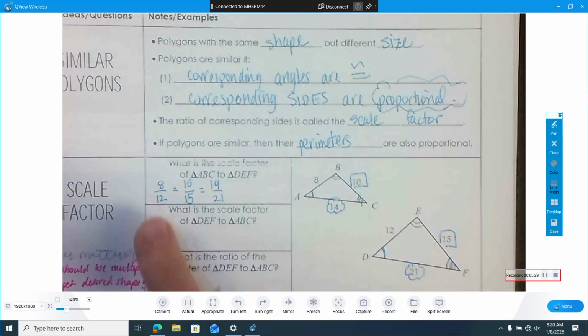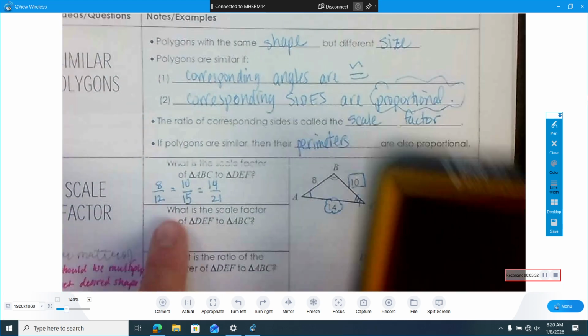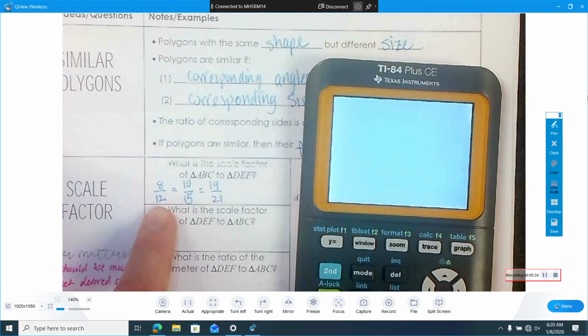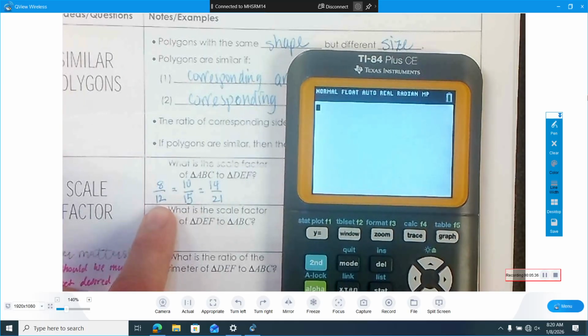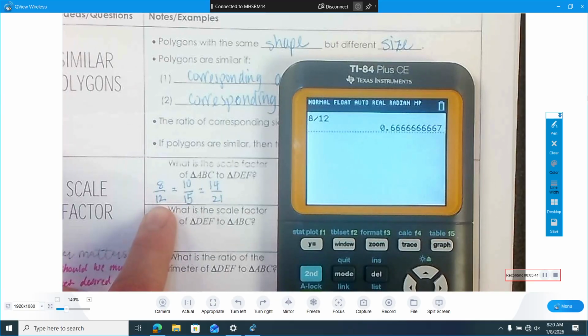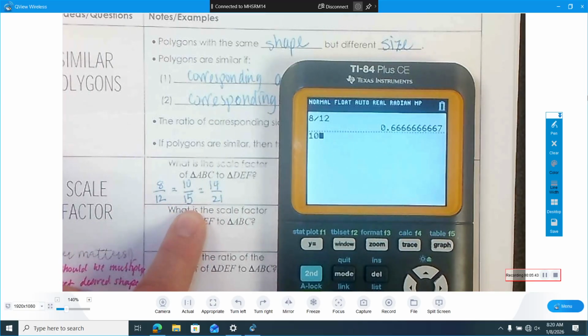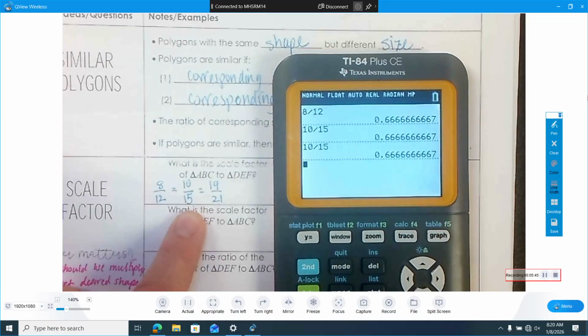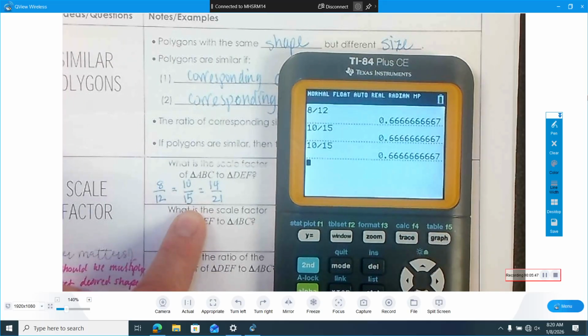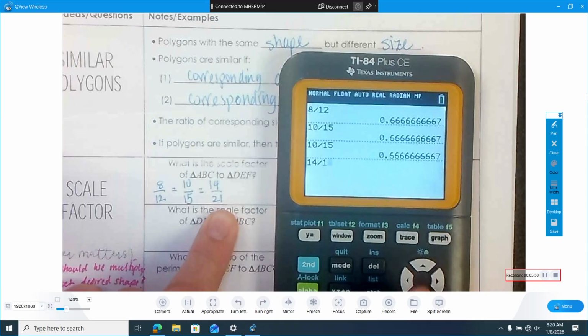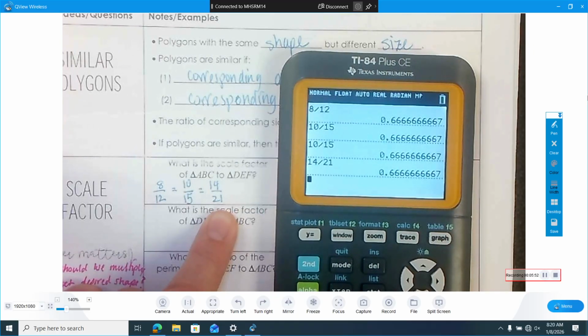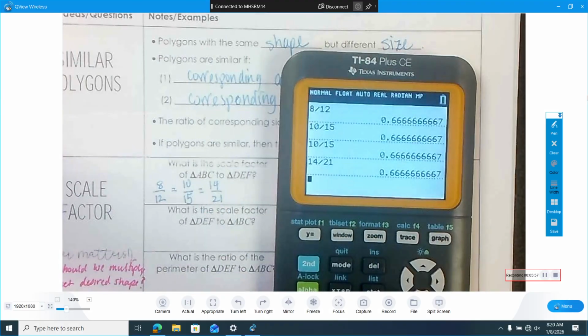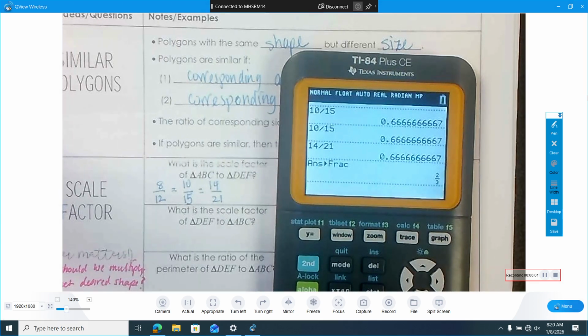Now, what do you notice about all of these little ratios here? You can reduce all of them, yeah. 8 over 12 is 0.66667. Hey, 10 over 15 is also, and 14 over 21 is also? Yeah, 2/3, okay. We can reduce the fractions. All right.